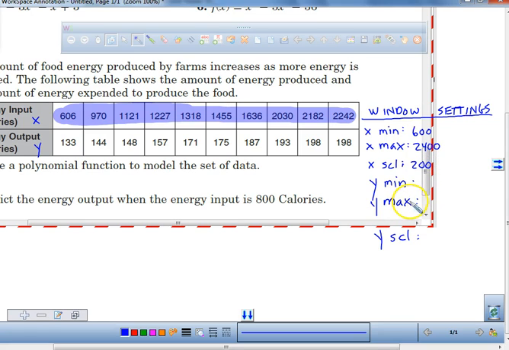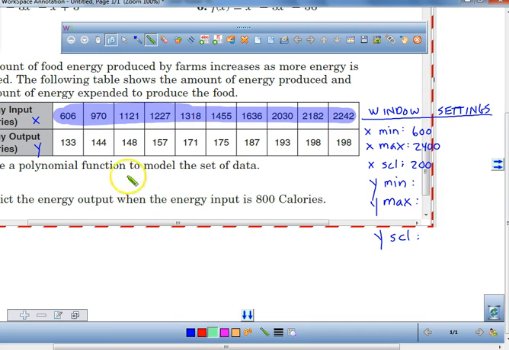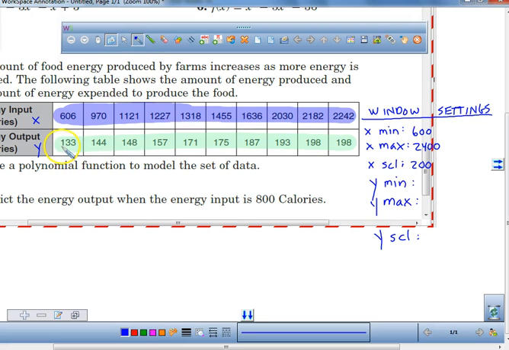Okay. The y minimum. Let's look at our y values. Our lowest y value is 133, and our highest is 198. Well, what I'm going to do is put a 100 to 200, and put a scale of 10. Now, is this the only way you could set the window setting? It's not the only way. For me, this is what I was thinking of to help me have some, I want to be able to see all of this data nice and neat in a certain window.